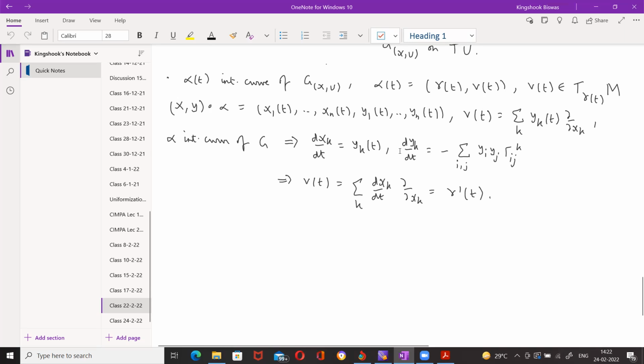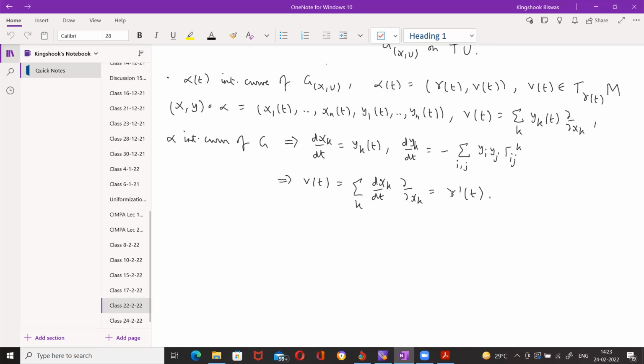So now what is Vt then? Vt was the summation of ykt del del xk, but ykt is dxk dt. So this becomes the sum over k of dxk dt del del xk, which is gamma prime t, right?